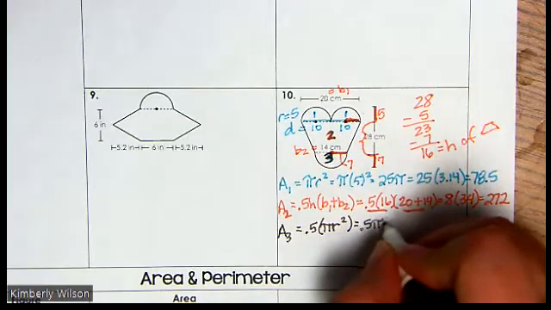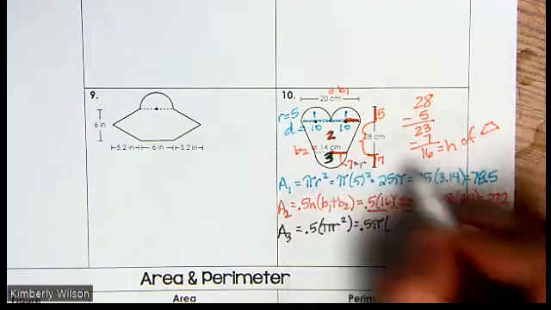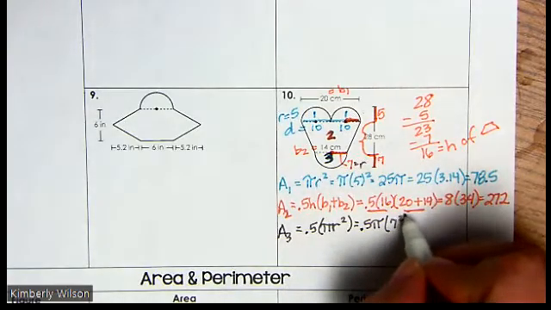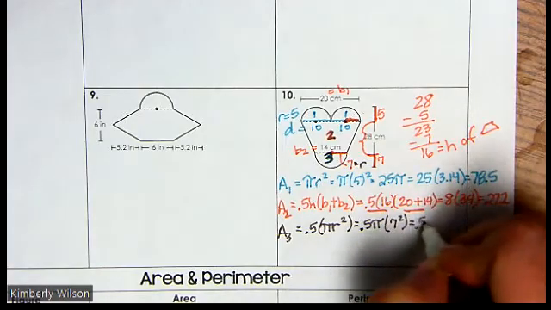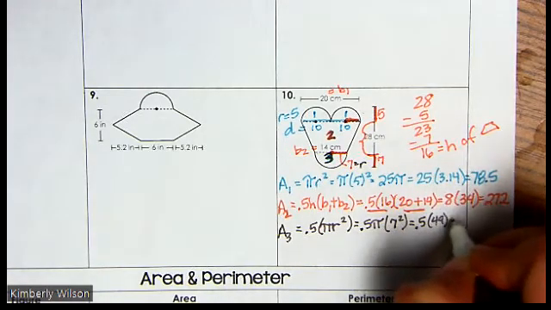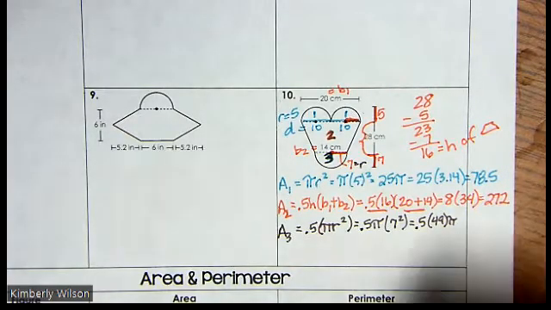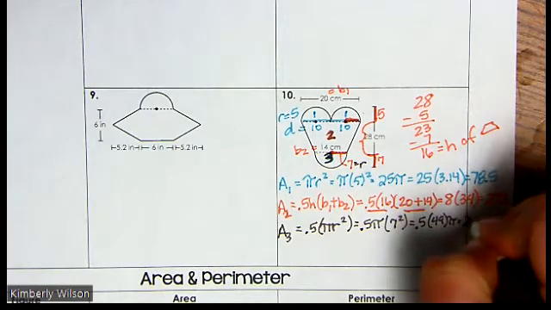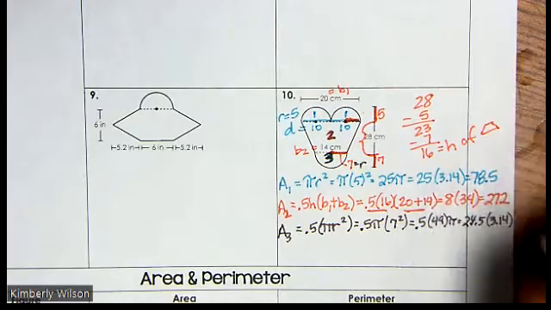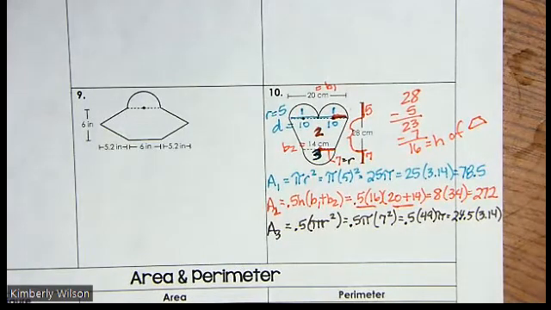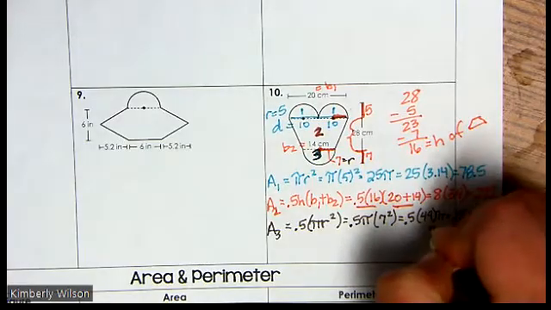0.5 pi. Well, if it's 14, we already found that this was my radius. So we have 7 squared. So that's going to give me 0.5 times 49 times pi, which gives me 24.5 times 3.14, which makes this equal 76.93.